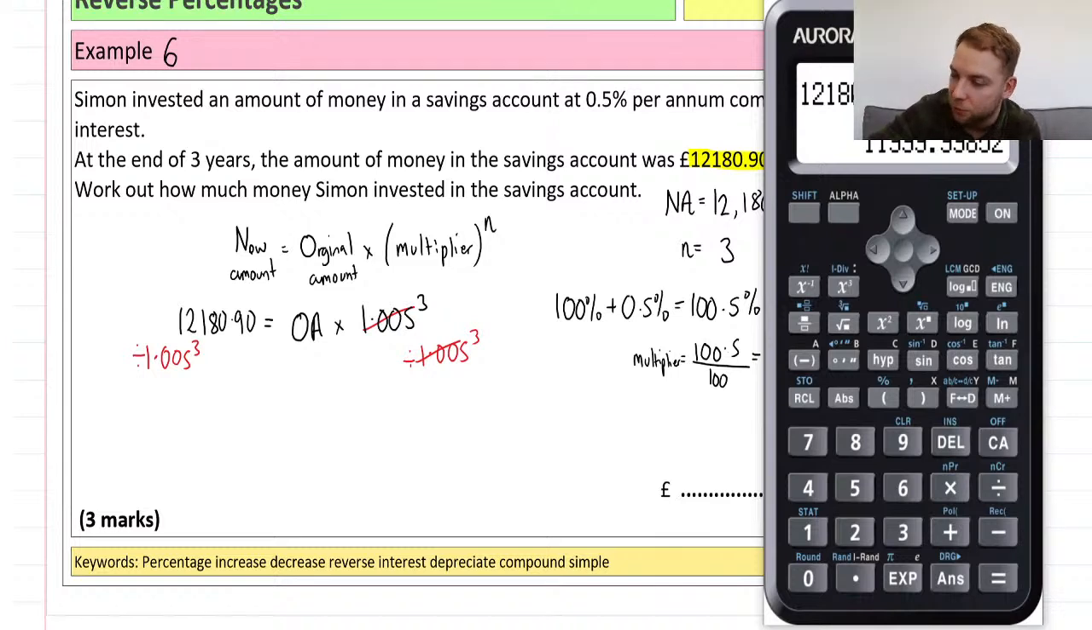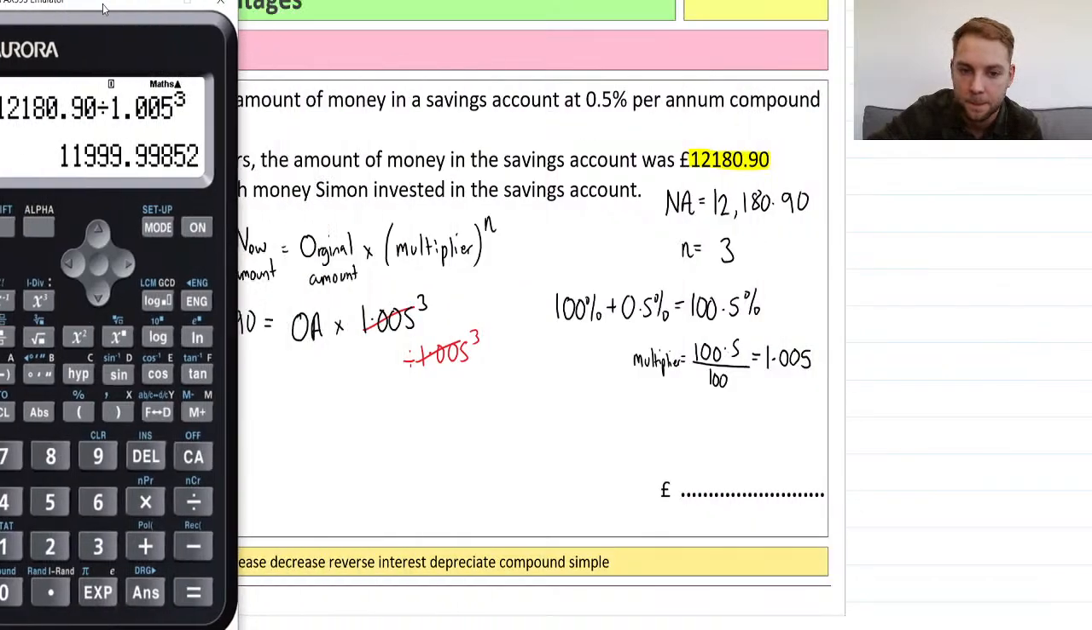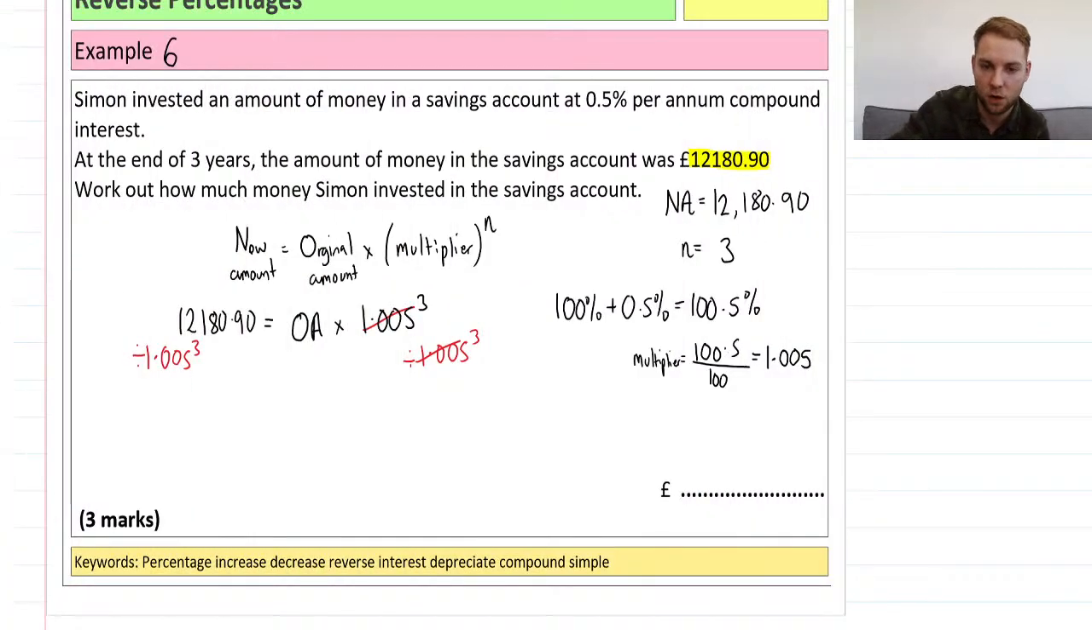Notice that all of these round up. So if I want to do this in money, I have to round to 2 decimal places, which means it's going to round all the way up to 12,000 there. So the original amount was £12,000.